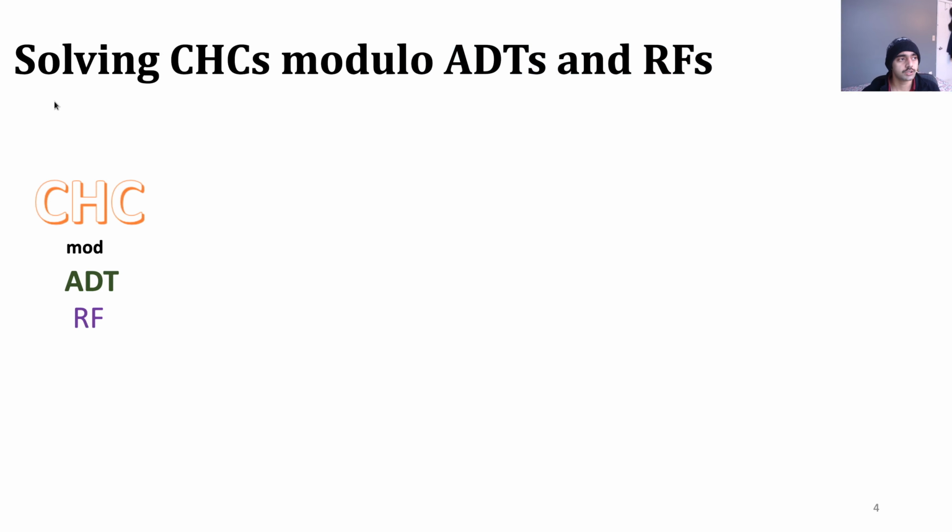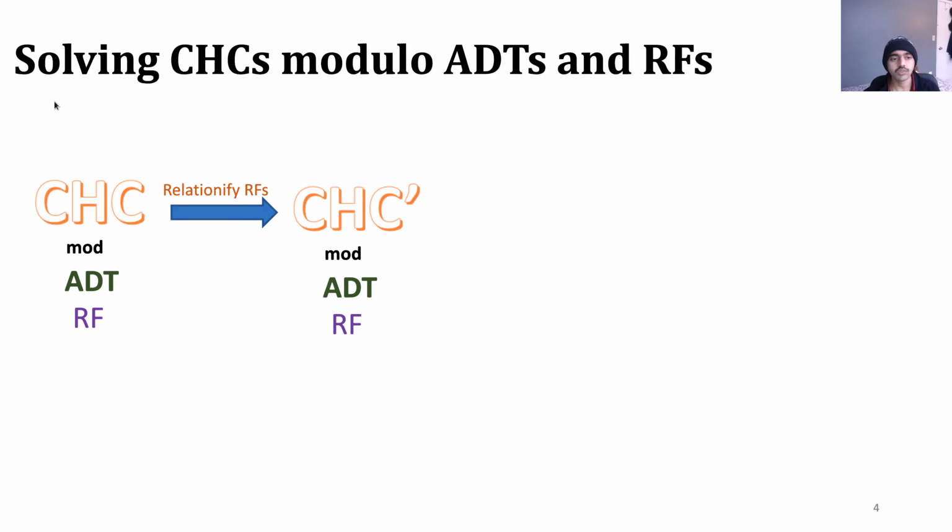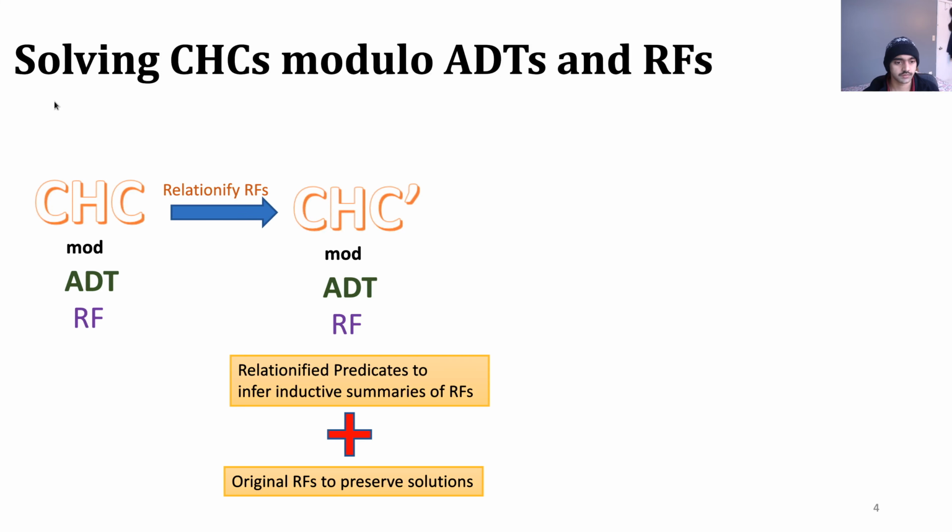The second contribution of our work is a procedure to solve constrained Horn clauses, modulo algebraic data types and recursive functions. We start off with a set of CHCs that contain both ADTs and RFs. We relationify RFs, so we get a set of CHCs, CHC prime, but importantly, we keep the recursive functions. We use the relationified predicates to infer inductive summaries of recursive functions, and since we do keep the original RFs, we do preserve solutions.